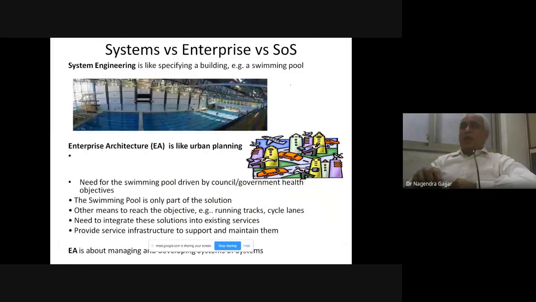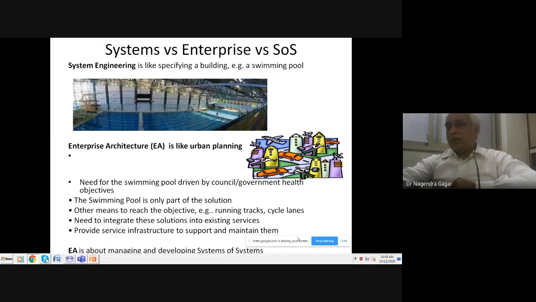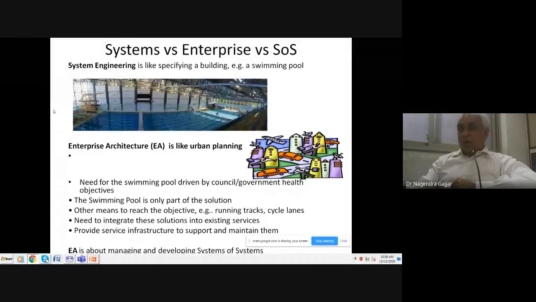Okay, so let's look at 3 other reference definitions for the systems. So one is a system versus systems versus enterprise versus systems of systems. This is what is missing in our engineering domain: we study a lot of core courses, a lot of applied courses, a lot of elective courses and cross-domain courses also. But we miss one part, which is systems engineering, a combination of interdisciplinary aspects. Suppose we say that systems engineering is like specifying a building or specifying a swimming pool.